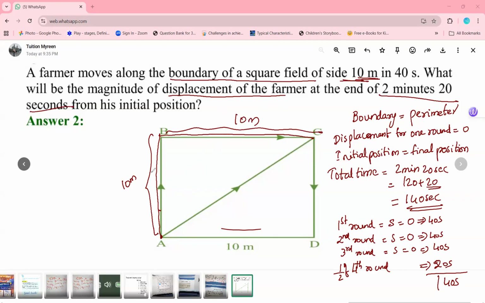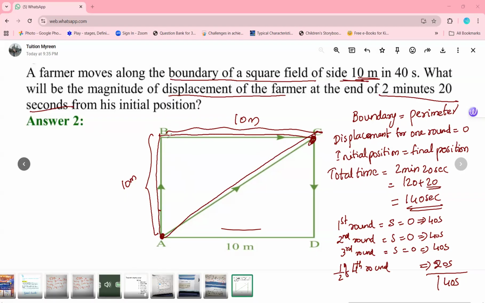But the question asks for displacement, right? So the displacement for the first three rounds is 0. And what about the fourth round? That is half. Displacement is always the shortest distance, the shortest distance between the initial position and the final position. That is AC. AC is the shortest distance, right?